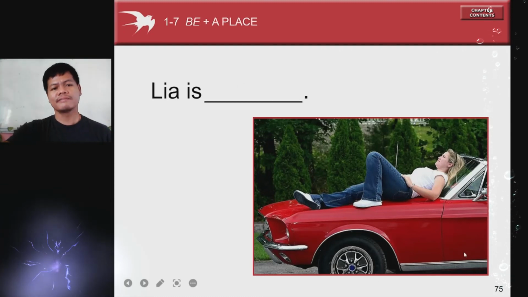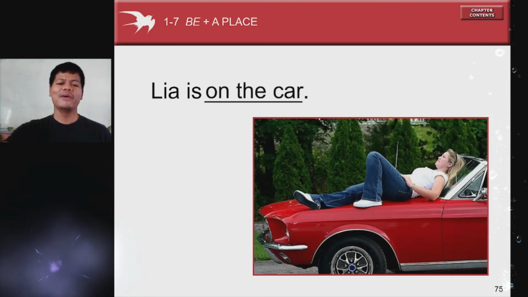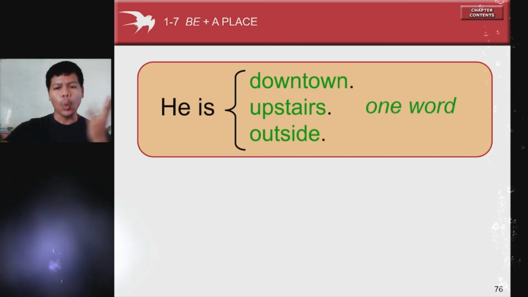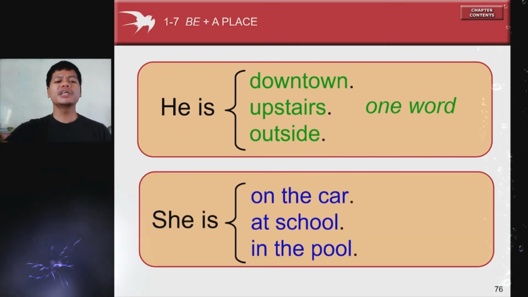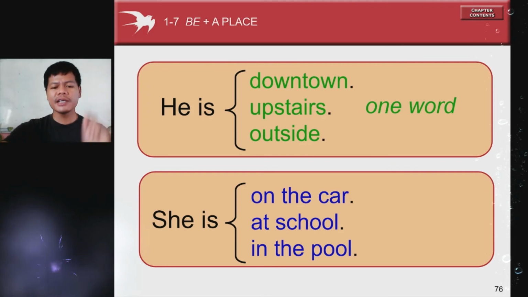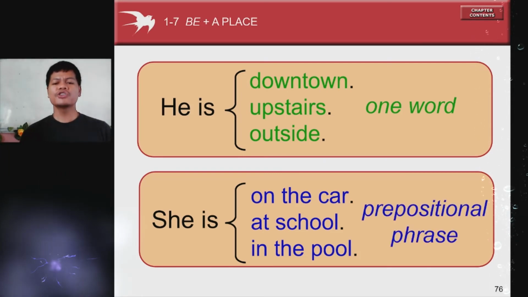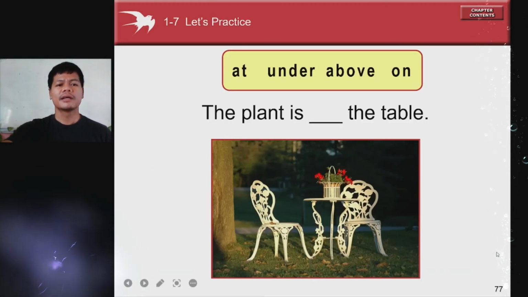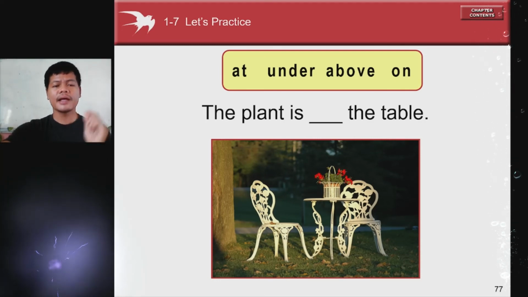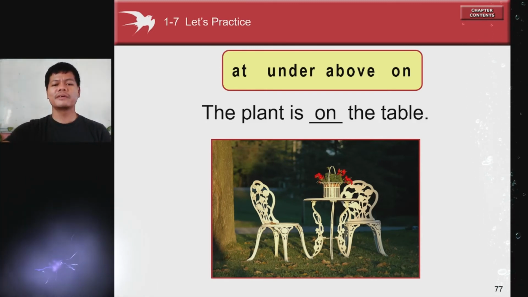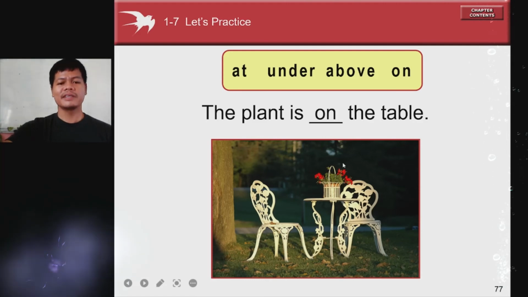Rhea is on the car. Oh, okay, he is downtown, upstairs, or outside. One word. She is on the car. She is at school. She is in the pool. Okay, you can use on and in. Prepositions of place. Okay, can you understand? Can you use and practice at, under, above, on? The plant is on the table. Okay, can you see? Here's a plant.